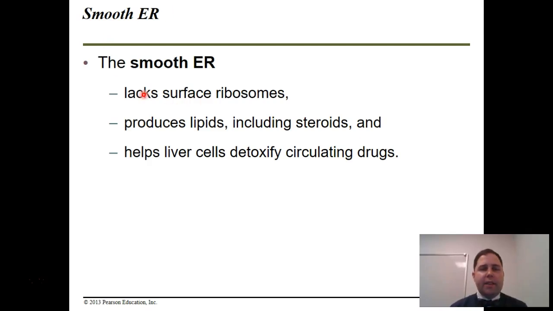The smooth ER, like I said, doesn't have surface ribosomes. So instead of primarily functioning to produce proteins, it's actually going to produce lipids and steroids. And in your liver cells, you actually have a large amount of smooth ER because the smooth ER will help detoxify circulating drugs throughout the body.